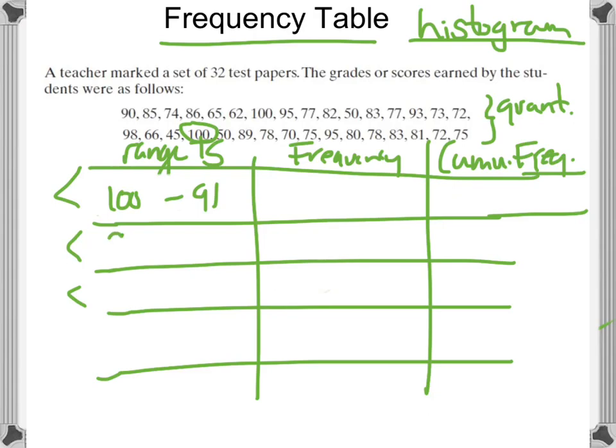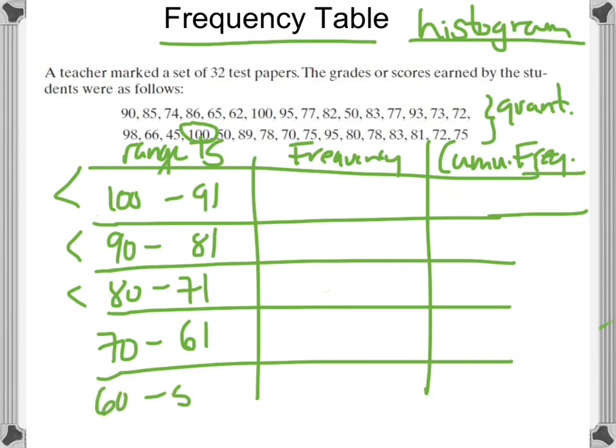So I'd have to start at 90 for the next one and go down to 81. Okay, and then 80 for the next one and go down to 71. And then 70 to 61 and so forth. And let's see if that covers all of our scores. No, we have a 50. So we'd have to go 60 to 51. And actually, I'd have to go further than that because 50 is not included in here. So I'd have to go 50 to 41. Okay, this is a possible range.